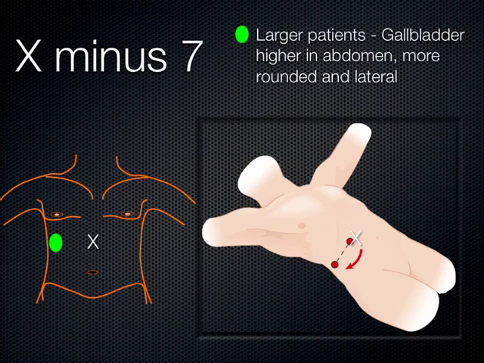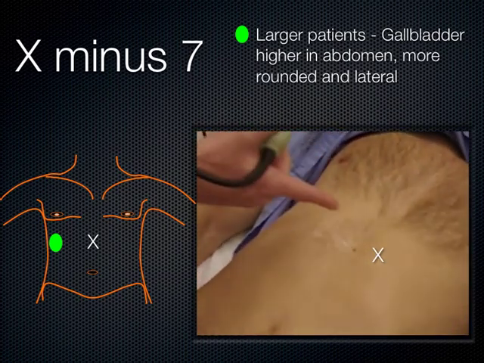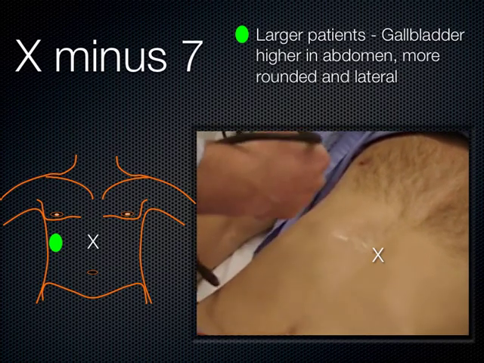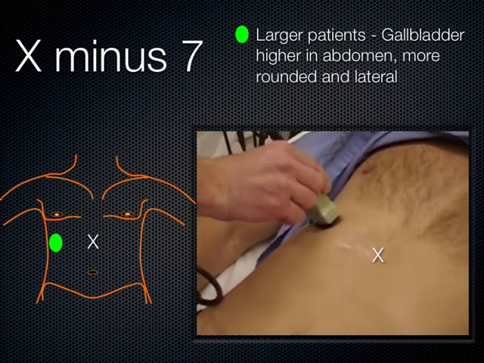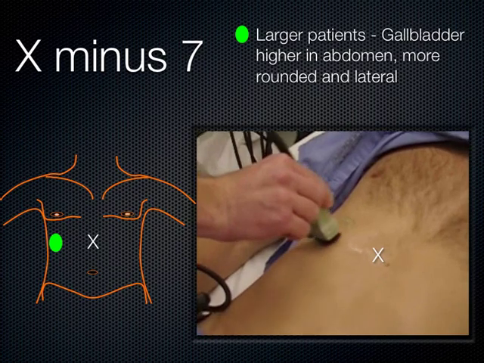And in larger patients, it can be very difficult to find the gallbladder in that fashion. What you need to do is do what we call the X-7. In the X-7 approach, the X stands for the xiphoid process. The 7 stands for the 7 centimeters. You're going to go to the right laterally, place the probe perpendicular to the patient's skin, and more often than not, you're going to find the gallbladder in this general area.